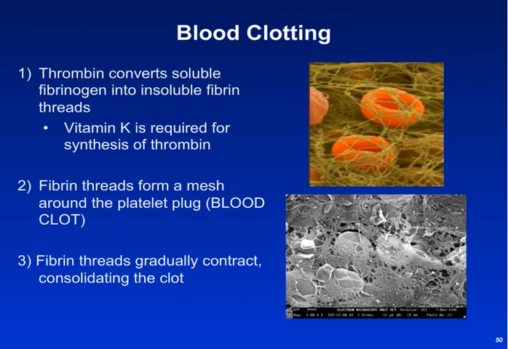Now, during the clotting process, the fibrin threads will actually contract. If you look within them, they actually have what looks to be actin and myosin. And remember, these were proteins that were found within muscle cells. And so the actin and myosin fibers that are in with this blood clot help to constrict and consolidate the clot until we have a very watertight plug.